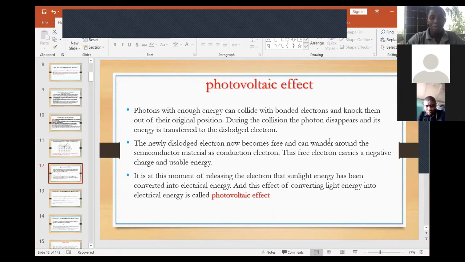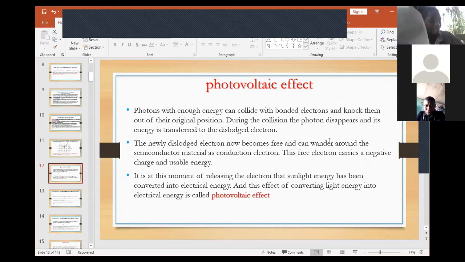Okay, now let's continue. You see, that thing that generates electricity from this is an effect. It's an effect, and that effect is what I want to explain. This effect is not specific to solar panels only. That thing happens to all materials. It happens to all materials.